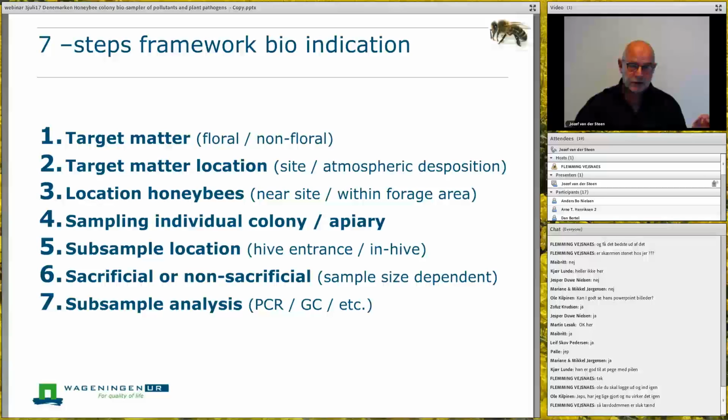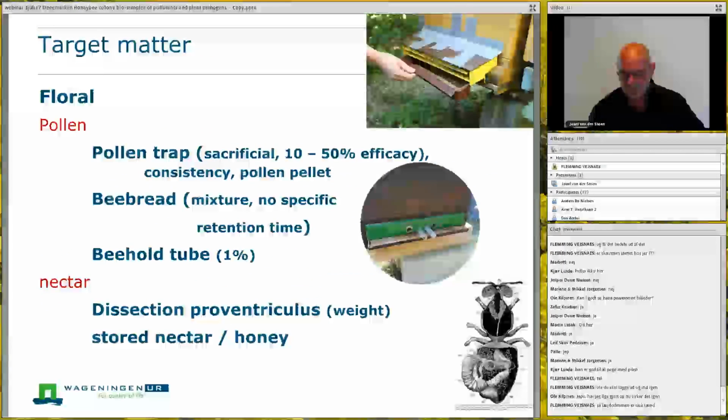It also depends, and it's important, on where I have to sample. Where do I put my colonies? Is this on a certain site? Is this for the atmospheric deposition? Also, where I have placed my honeybee colonies, is it randomly in the field? Do I sample individual colonies, or do I pool all these samples in an apiary sample? I can show you some examples of it. Where do I sample? Inside the hive, on the flight entrance, and do I apply sacrificial or non-sacrificial sampling? Meaning, do I take out the bees for analysis, or do I use this other method of these tubes with a sticky material?